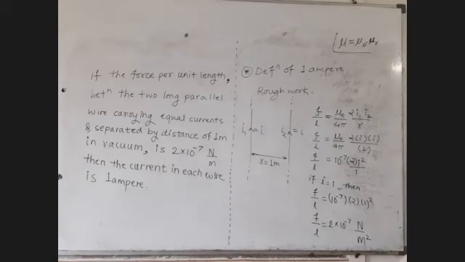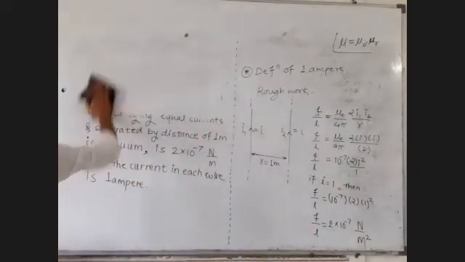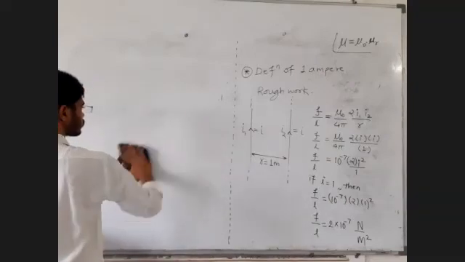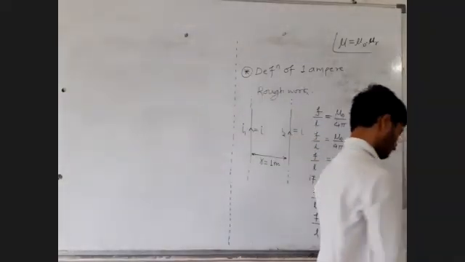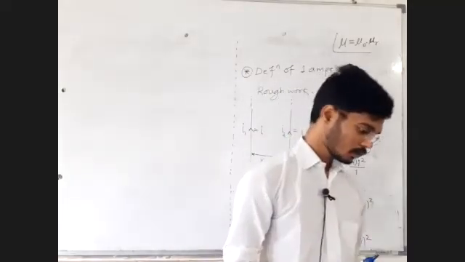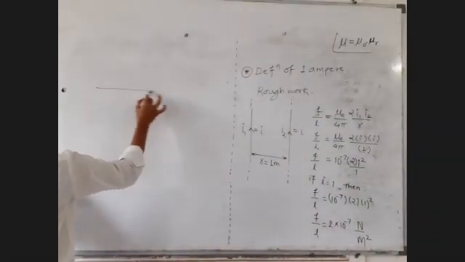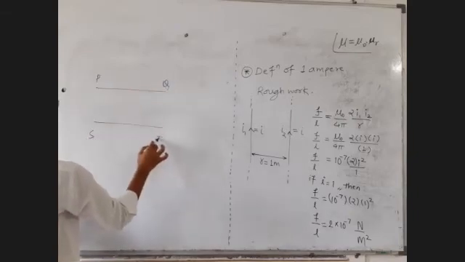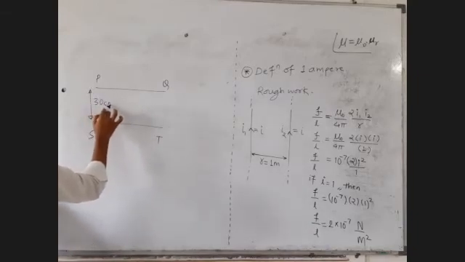Example number 40. Do it. In the adjoining figure, the two wires PQ and ST are 30 centimeter apart. Two wires PQ, ST, the distance between them is 30 centimeter. Start writing whatever data is given in the question. Write it down.